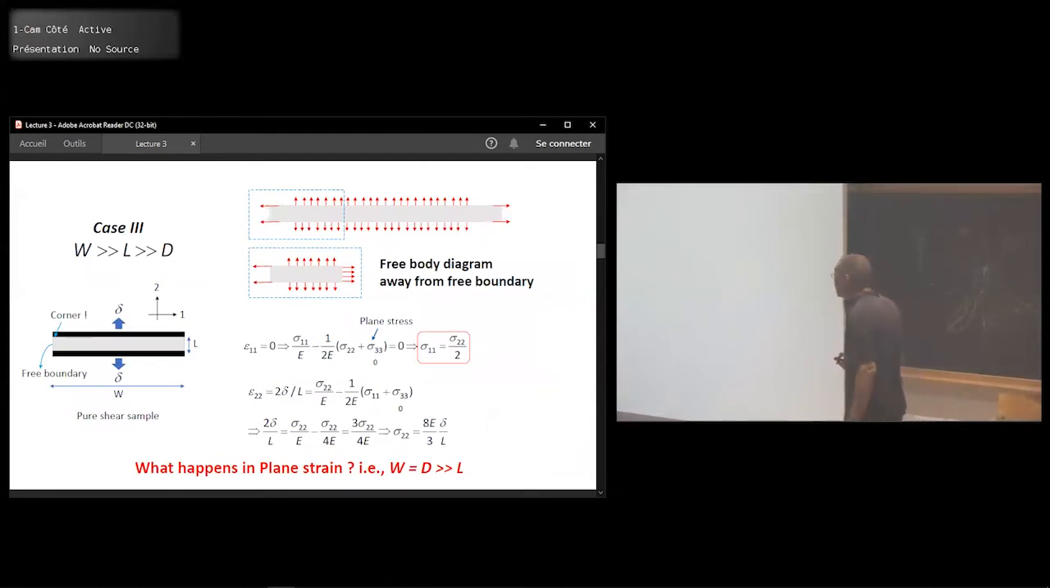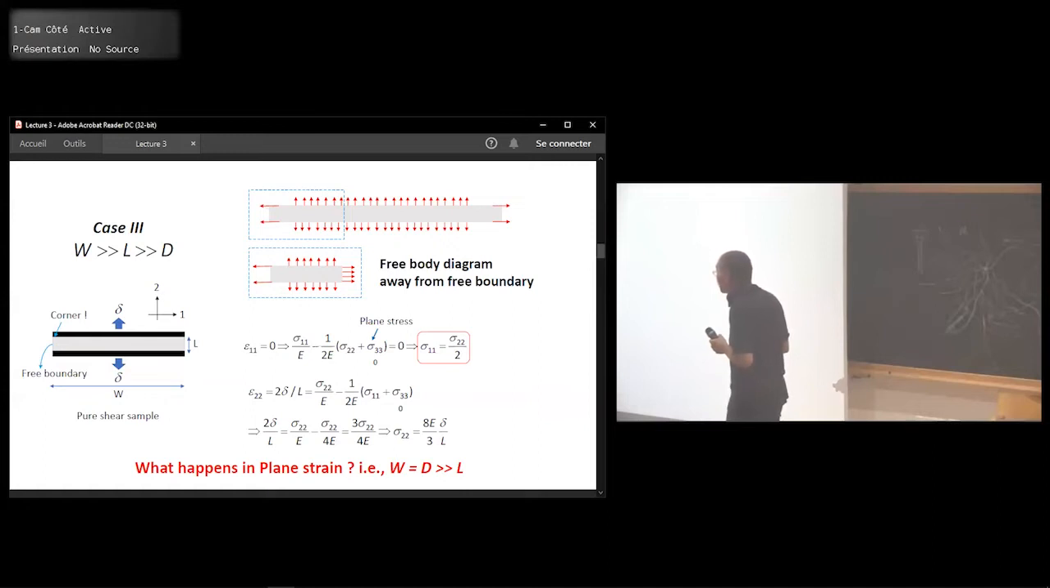So in case 3, we have the so-called pure shear test, right? When we analyze the pure shear test, we are assuming that this dimension L is much, much smaller than W. That's the standard assumption, and that's how you design your specimen. L is maybe 1/10 of W.